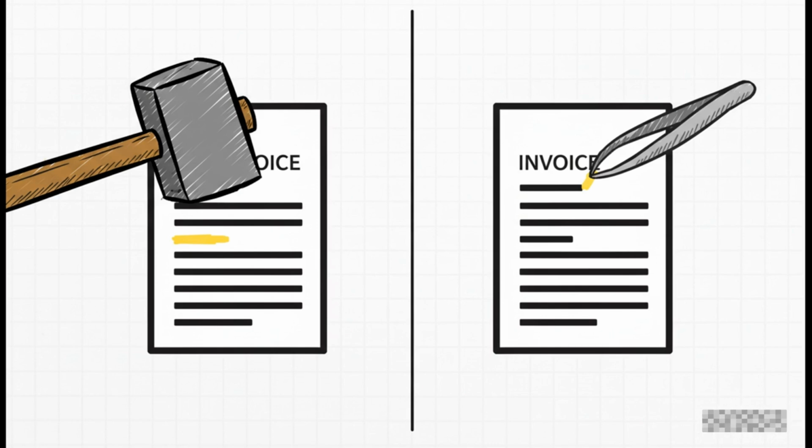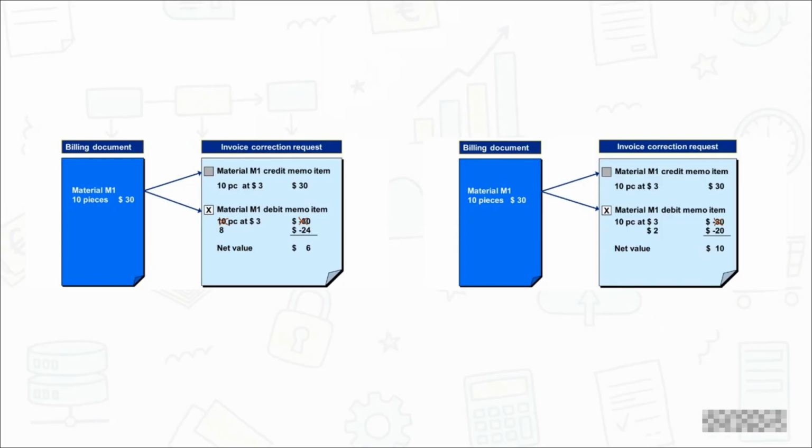But canceling an entire invoice can feel like using a sledgehammer to crack a nut. What if it's just a tiny error on one line item? Maybe you shipped 9 units instead of 10, or someone forgot to apply a discount. For that, SAP has an even more precise tool. The solution is called an invoice correction request.